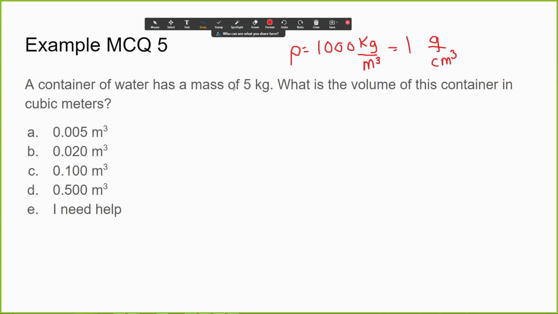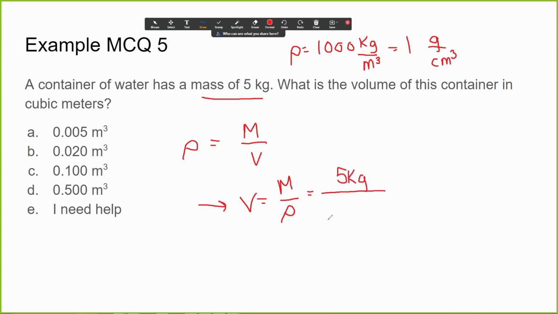Okay, so here we are also given mass, and once again, we're told that it's water, and all that we're looking for is volume. So I know rho equals m over v, which means that v is equal to m over rho. So that's 5 kilograms divided by 1,000 kilograms per meter cubed. So those units work out. The kilograms cancel. The meters cubed comes up. This ends up being 0.005 meters cubed when you put it in your calculator, or you just move the decimal place 3 places to the left because you're dividing by 1,000, and you should end up with answer A.